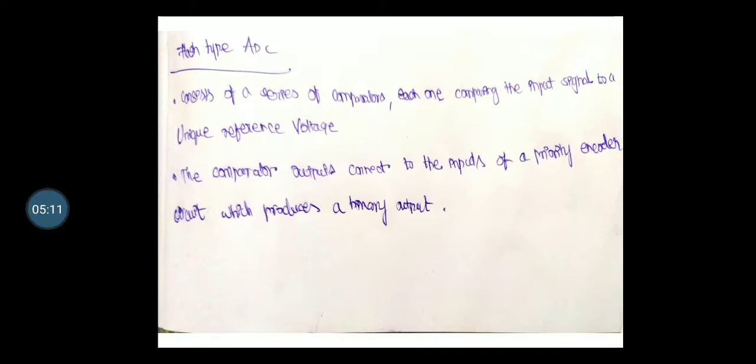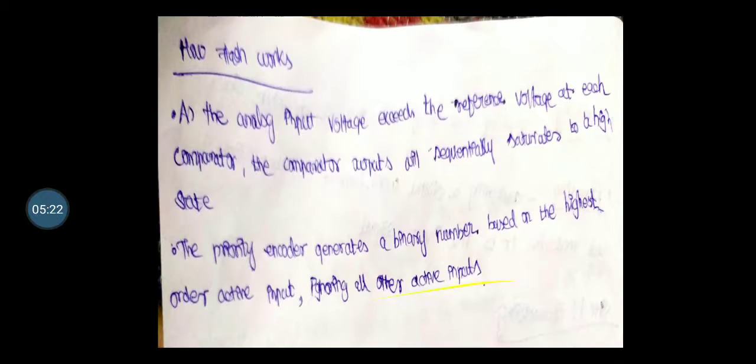Next one, flash type ADC. Flash type ADC has a series of comparators, each one comparing the input signal to a unique reference voltage. How the flash works: as the analog input voltage exceeds the reference voltage at each comparator, the comparator output will sequentially saturate to a high state. The priority encoder generates a binary number which gives the output.